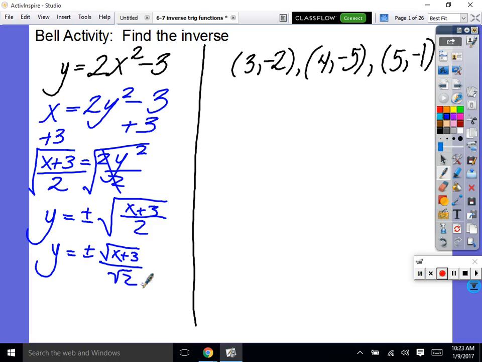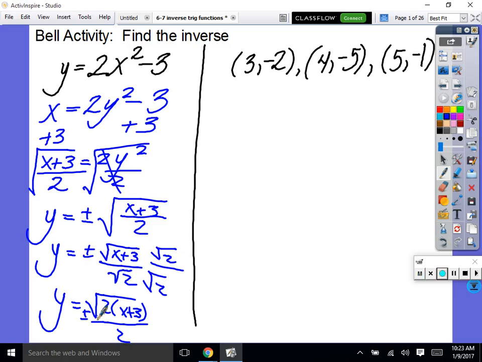And you're right, you would not see that written on an end of level test, or you wouldn't really see it on an ACT for sure. They would rationalize the denominator. So they would write this as y is equal to the square root of 2, and they put parentheses around x plus 3, because the square root of 2 is multiplied to all that, right? And then over 2. That's how they'd write it, and then plus or minus.